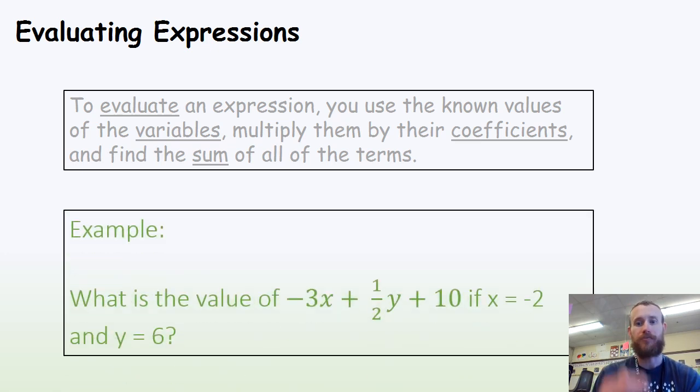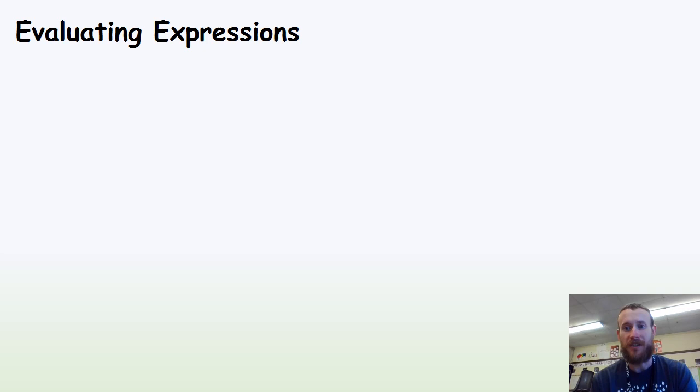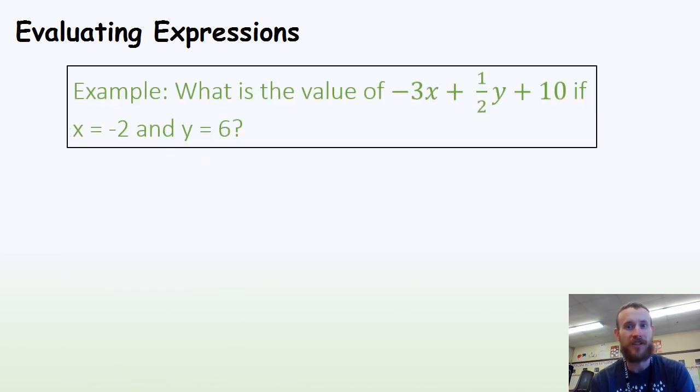For example, what is the value of negative 3x plus 1/2 of y plus 10 if x is negative 2 and y is 6? Let's see how we would evaluate that expression. Here's the example. What is the value of negative 3x plus 1/2 of y plus 10 if x is negative 2 and y is 6? So we want to write the steps when we're evaluating expressions. It's pretty important. You can make mistakes. It's kind of like the order of operations. The very first thing that we would write is the expression itself. So here's the expression.